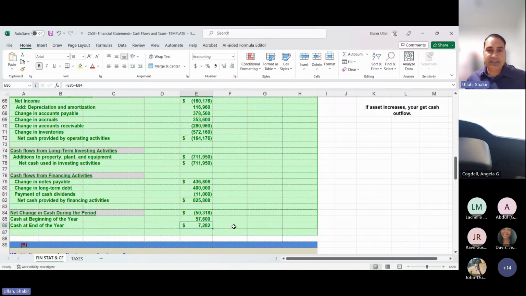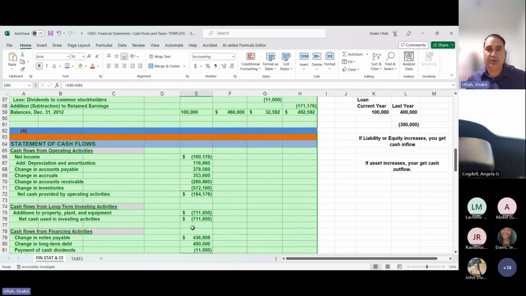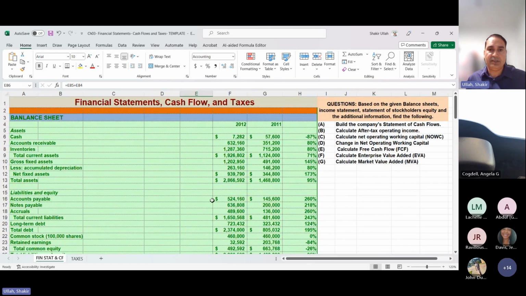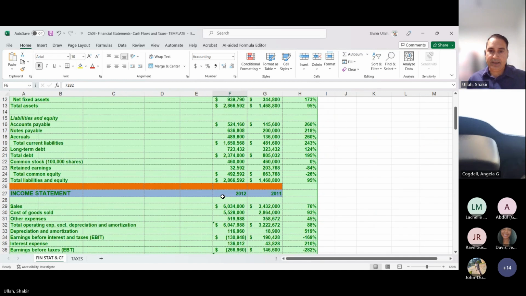And if you want to double check whether you have done your calculations correctly or not, this number should be equal to the cash balance on the current year's balance sheet. So this is 7,282. Let's go to the current year's balance sheet, 2012. That is the same number for cash. You see, 7,282, which means our cash flow statement has been done correctly.